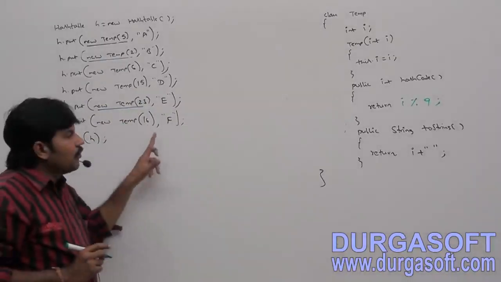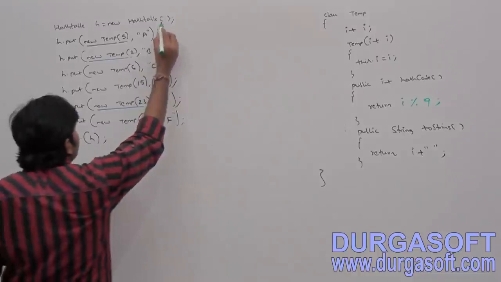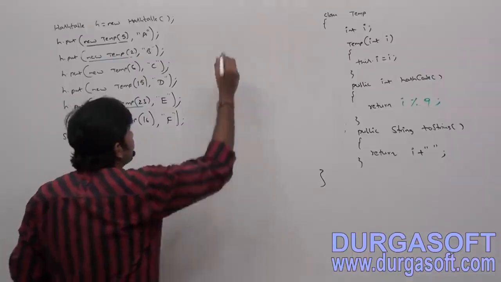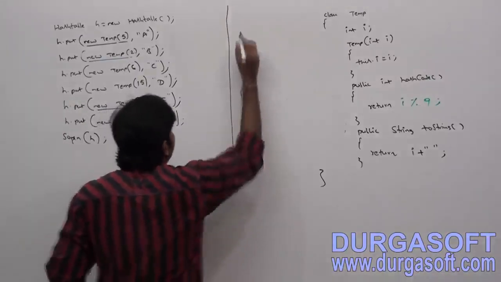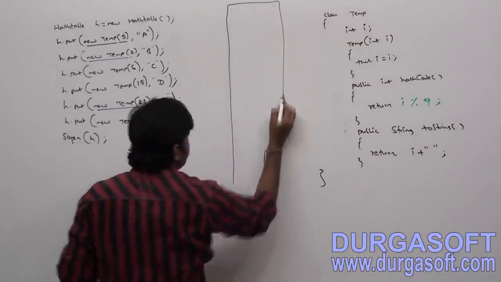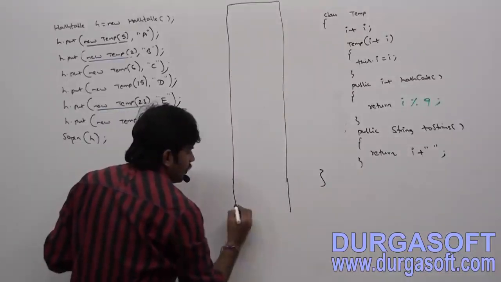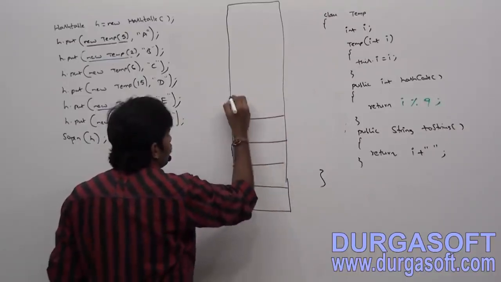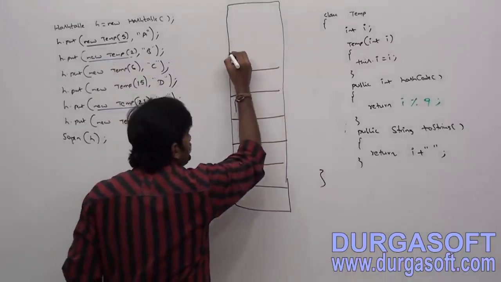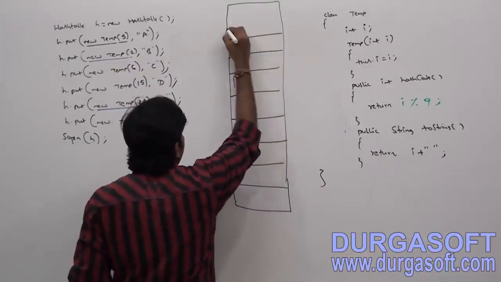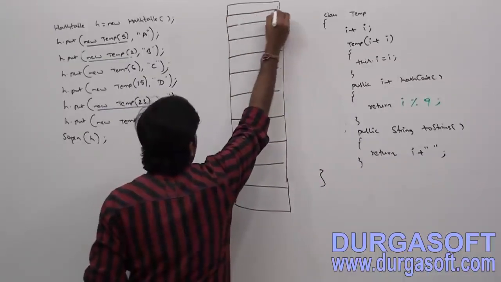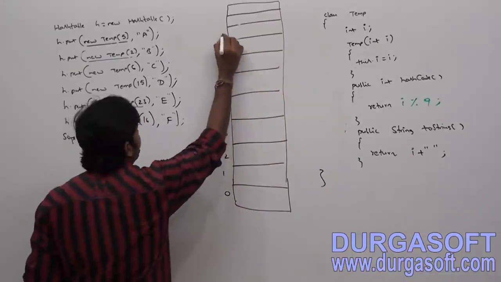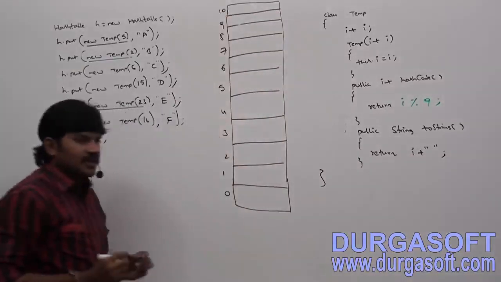Are you getting it? Now make sure: what is the default initial capacity? 11 only. Now let me take the buckets. How many buckets are we going to take? Just observe this one. The 0th bucket, 1, 2, 3, 4, 5, 6, 7, 8, 9, 10. So 0 to 10, 11 buckets are there.